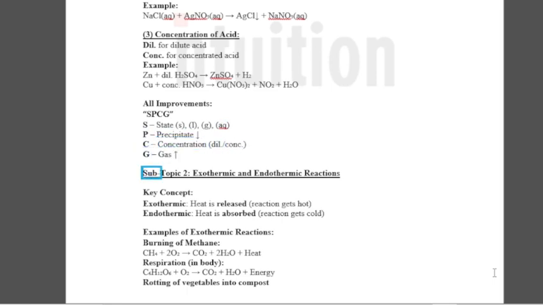Subtopic 2: exothermic and endothermic reactions. Key concept: exothermic means heat is released and the reaction gets hot. Endothermic means heat is absorbed and the reaction gets cold. Examples of exothermic reactions: burning of methane, CH4 plus 2O2 gives CO2 plus 2H2O plus heat; respiration in the body, C6H12O6 plus O2 gives CO2 plus H2O plus energy; and rotting of vegetables into compost.